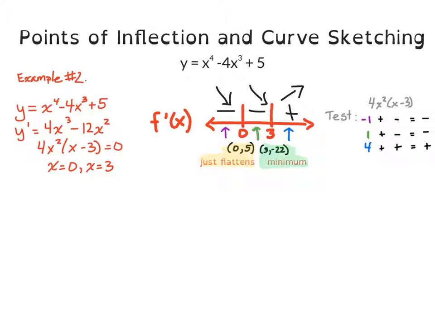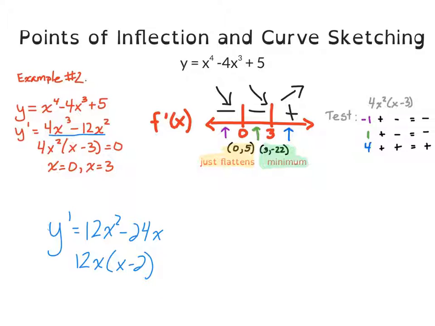Now let's look at the second derivative. Again, remember we're looking here. The derivative would be 12x squared minus 24x. I can factor out a 12 and an x, and I'm left with x minus 2. I can set that equal to 0, which gives me x is equal to 0, or x is equal to 2.